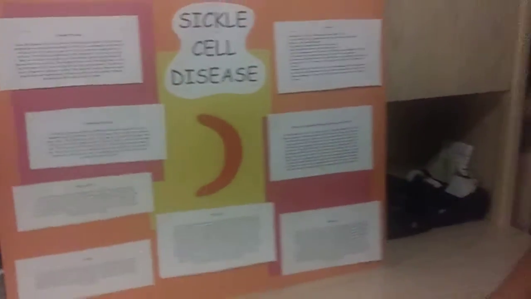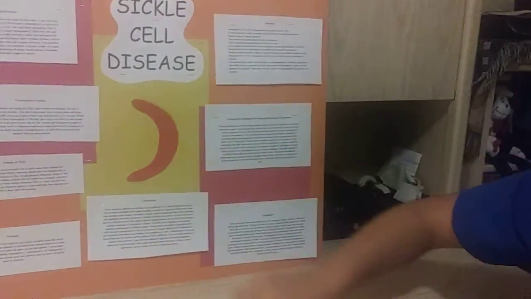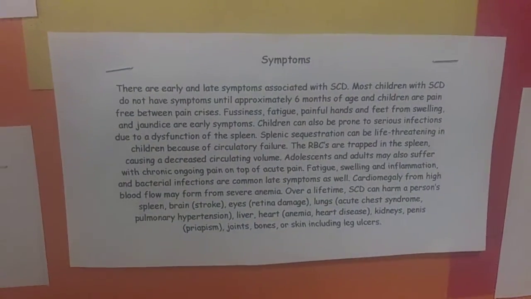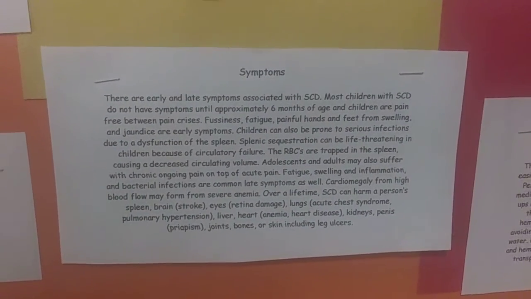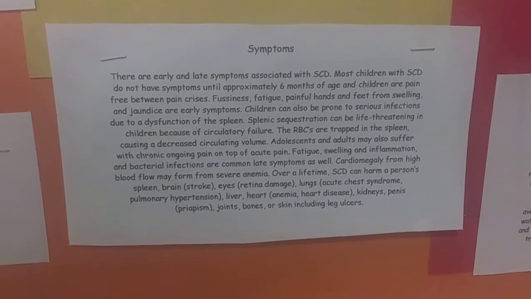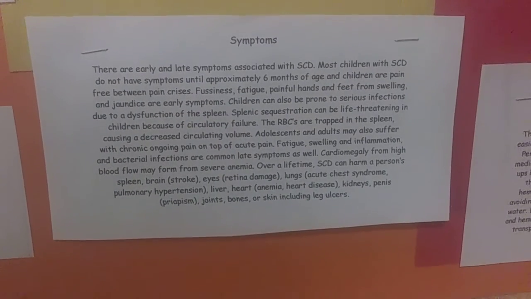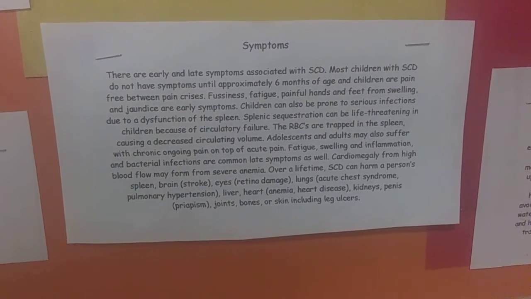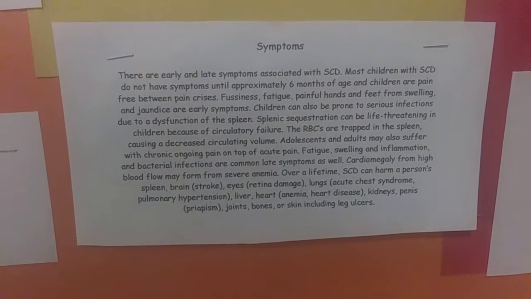The symptoms of sickle cell disease, in the middle here, and this is what the sickle cell looks like. It's kind of crescent moon shaped. There are early and late symptoms associated with SCD. Most children with SCD do not have symptoms until approximately 6 months of age, and children are pain-free between pain crises. Fussiness, fatigue, painful hands and feet from swelling, and jaundice are all early symptoms. Children can also be prone to serious infections due to dysfunction of the spleen.